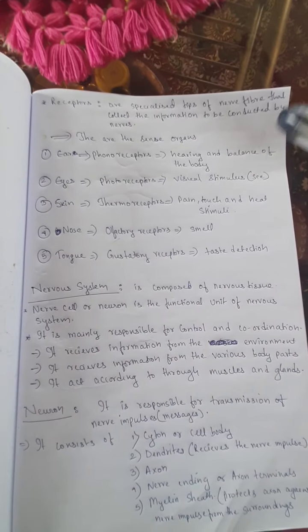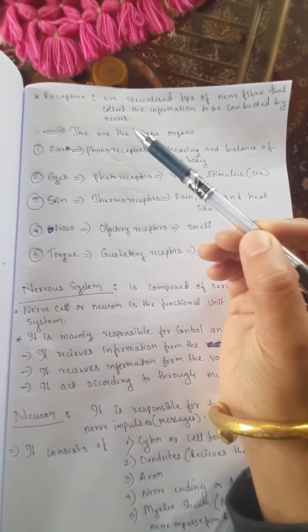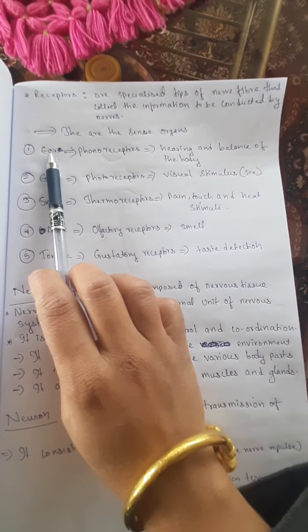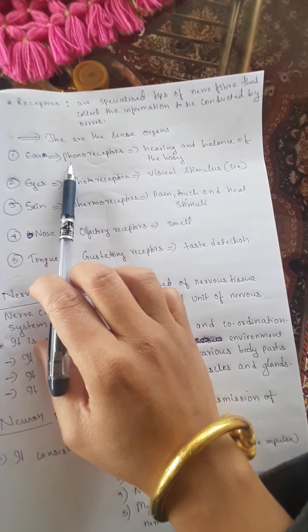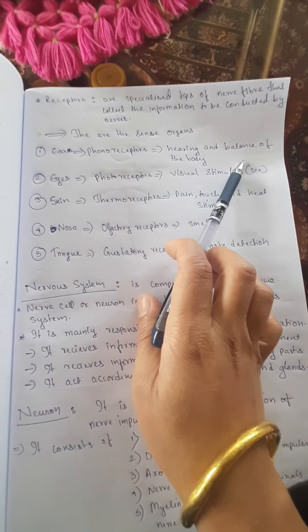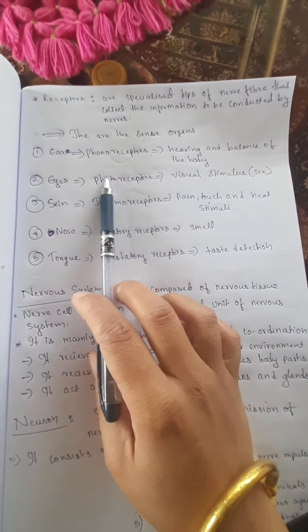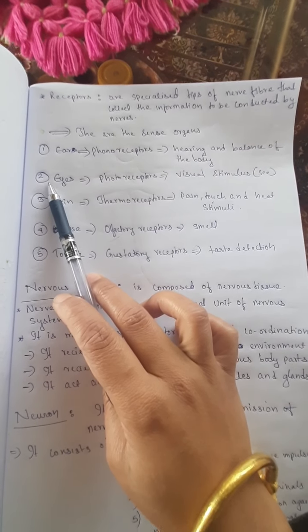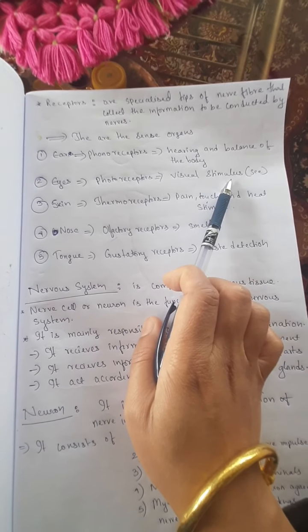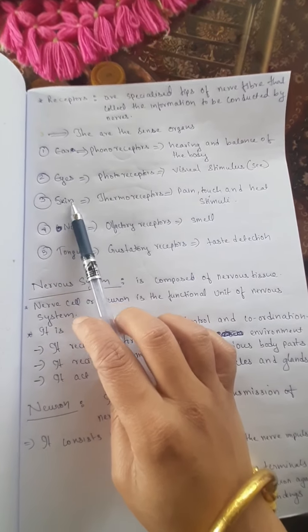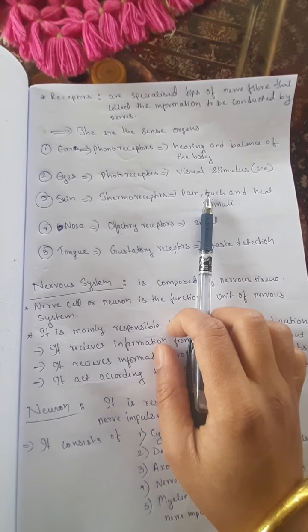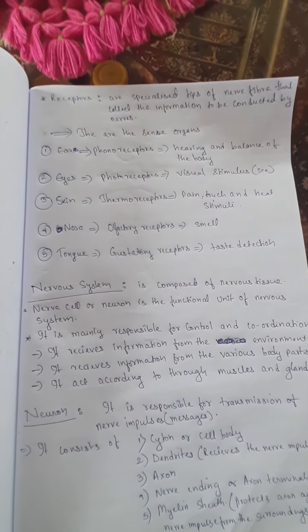And now, here are the different types of receptors and where they are found. Firstly, ear. It is also known as phonoreceptor since it helps in hearing and balancing of the body. Now, photoreceptors are found in eyes, which help in visual stimulation, that is, to see everything around us. Next, thermoreceptors are found in skin. They help us to detect pain, touch, and heat stimuli.